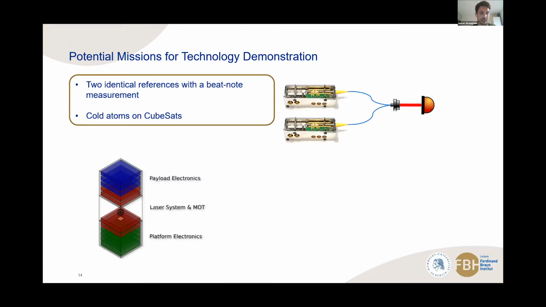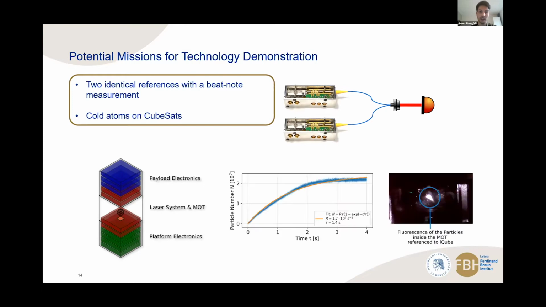Cold atoms on CubeSats. This is just an impression of how this could look in a 3-unit CubeSat, just a simple scheme. But by further reducing the subsystems that are needed for cold atom experiments, this is actually within reach. We could also show that the iCube optical frequency reference is suitable for driving cold atom experiments. Here you can see a loading curve of a magneto-optical trap, where the laser system is referenced to iCube. On the right, you can see the fluorescence of the particles in there.